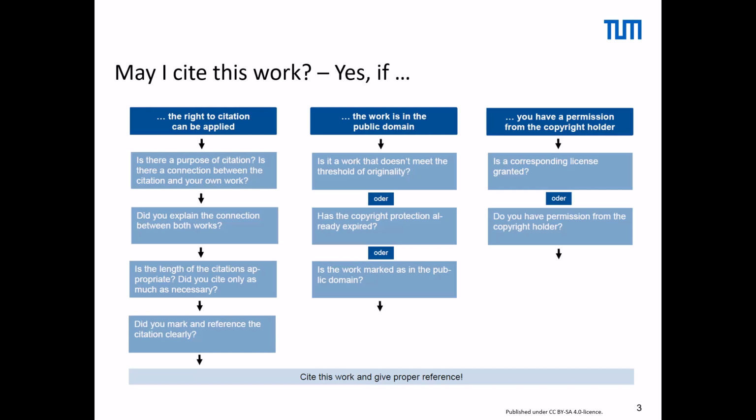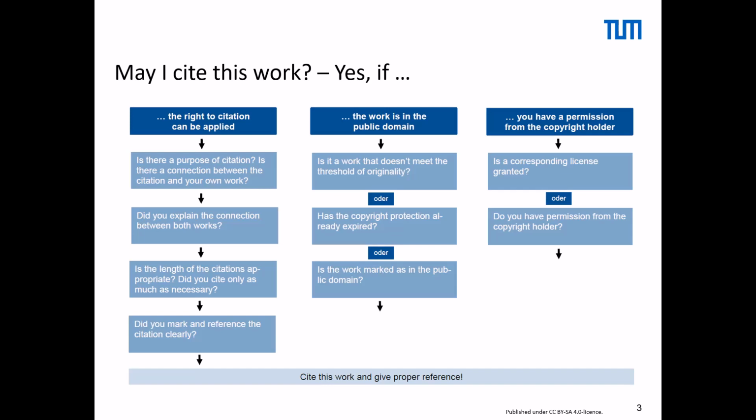So if we start with the left column, that's the thing we just did with the PEMUC scheme. You can use another person's work if you use a right to citation, which means there has to be a purpose, and you have to explain this purpose. The length of the citation needs to be appropriate, and you have to mark and reference the citation clearly. And if these conditions are given, then you may cite this work.